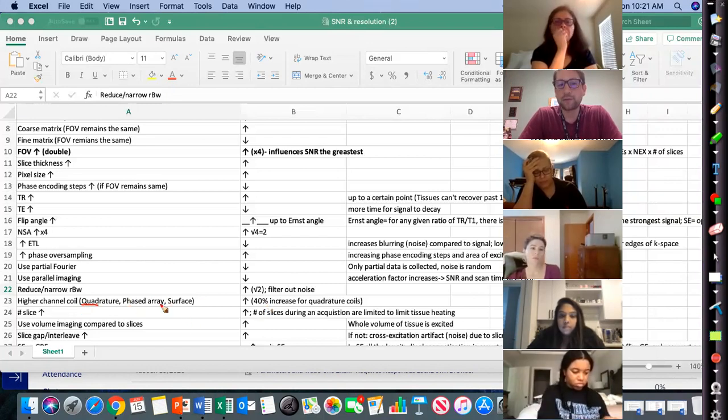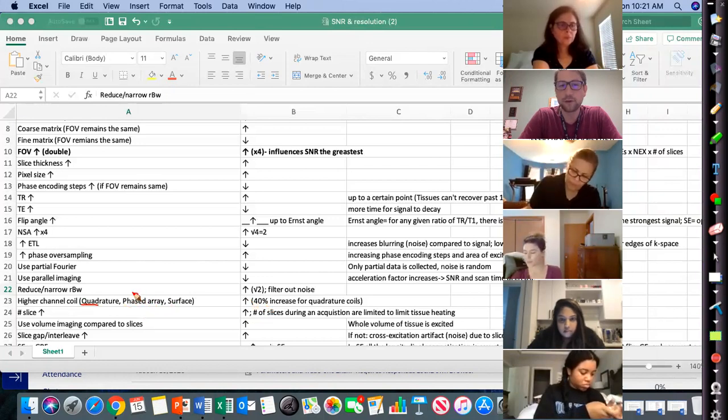I would also put here, obviously, phased array coils also increase signal because you have smaller coils going down compared to just one large coil. So that's how it increases signal.